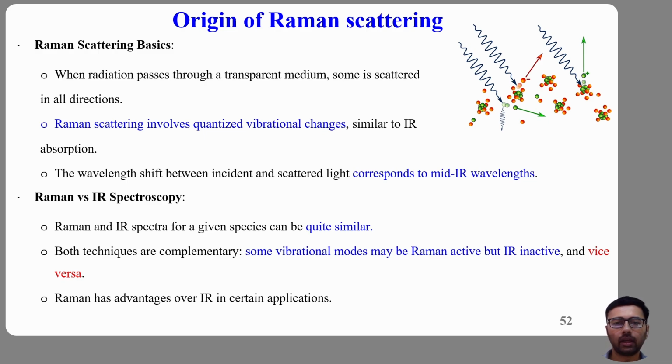Whenever electromagnetic radiation passes through a transparent material, several things can happen. Some light may be absorbed, transmitted, reflected, or scattered. Most of the scattered light emerges with exactly the same wavelength as the incident light. This is called elastic scattering. But a tiny fraction of scattered light changes its energy during the interaction. This energy shift corresponds directly to molecular vibrational energies. That phenomenon is Raman scattering.